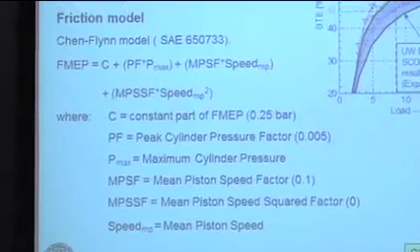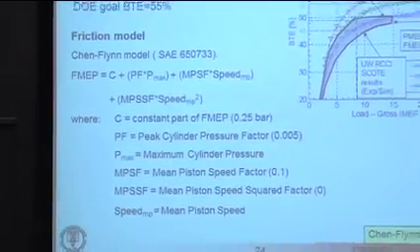If you look in the literature, you'll see that there are a number of friction models. One of them that's celebrated is the so-called Chen-Flynn model, where friction is related to the maximum pressure in the combustion chamber and the engine speed, actually a quadratic function of speed. So friction increases quadratically with speed.